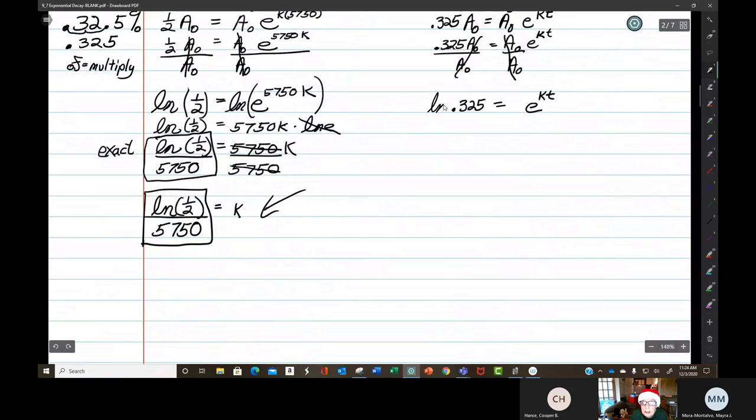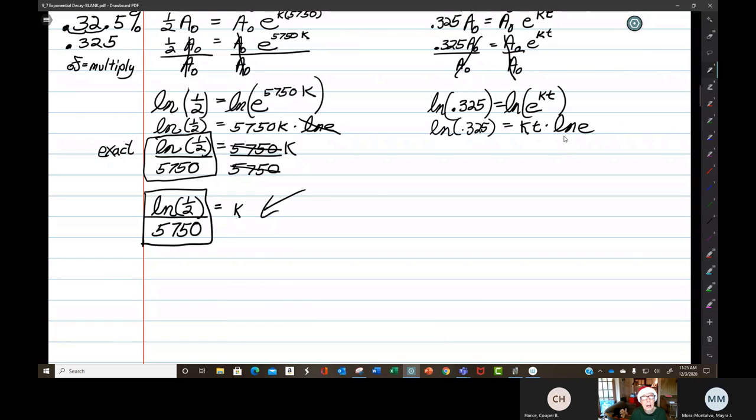So I'm going to take the ln of both sides of the equation. So that will be the ln of 0.325 equals K, which we know, times T, times the ln of e, which is 1 and will always remain 1, I hope. So now, this is what I've got: the ln of 0.325 equals K times T. I know what K is. So to find T, I'm going to divide both sides by K. Over here, the K's cancel.